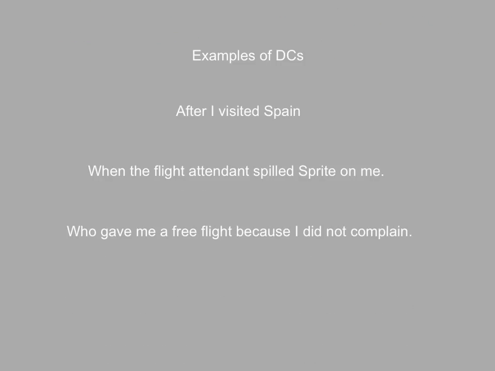So let's see some examples of dependent clauses. After I visited Spain. This is a fragment. And so you have who visited Spain? I. What's being said about I? Visited. Now you see the subordinating conjunction right here, and that makes it a dependent clause. When, subordinating conjunction, the flight attendant spilled Sprite on me. That's another dependent clause, starting with a subordinating conjunction.